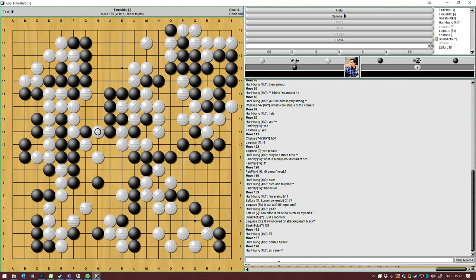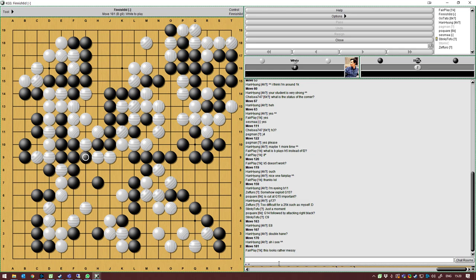black push. So you can see white can still be cut off, right? Yeah, so if, for example, white block here, black cut here, and Atari, white is cut off again. Yeah, it is messy. I agree, it is messy. But luckily here, white, this triangle is Sente. Because black, once again, is in shortage of liberty.